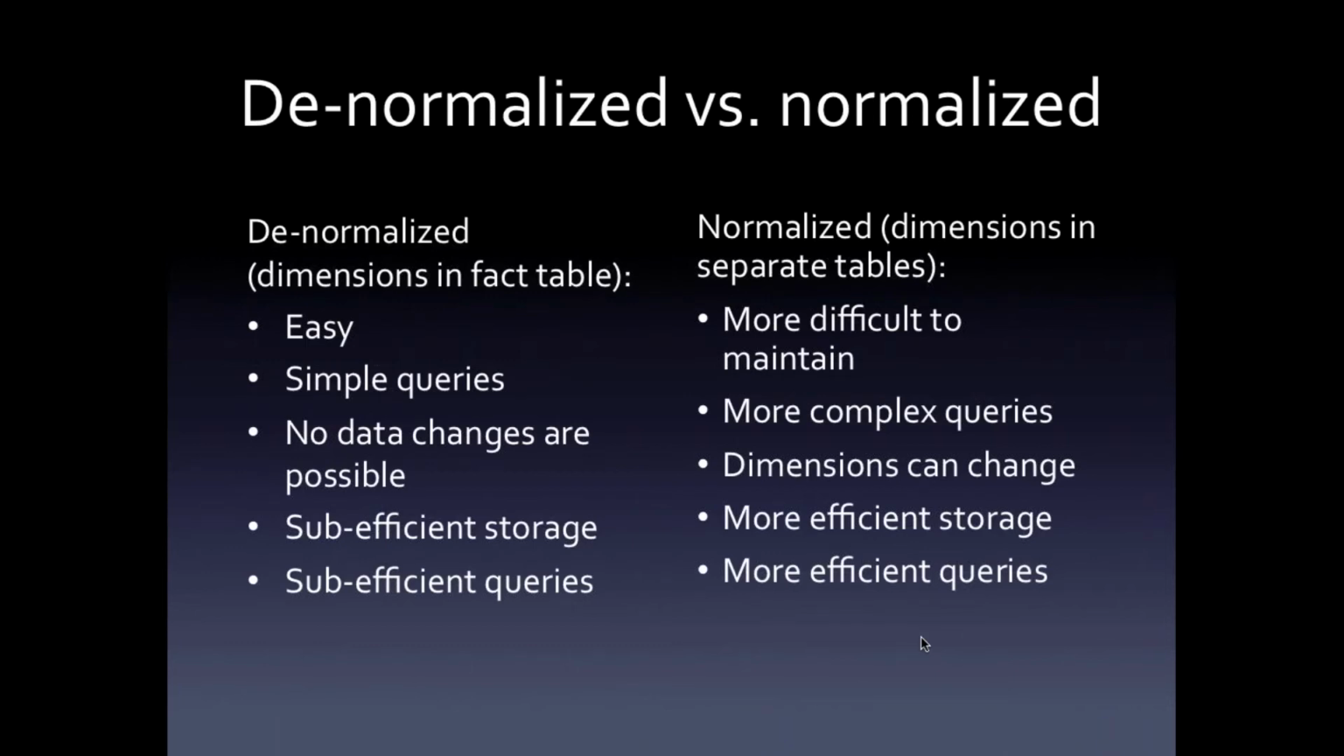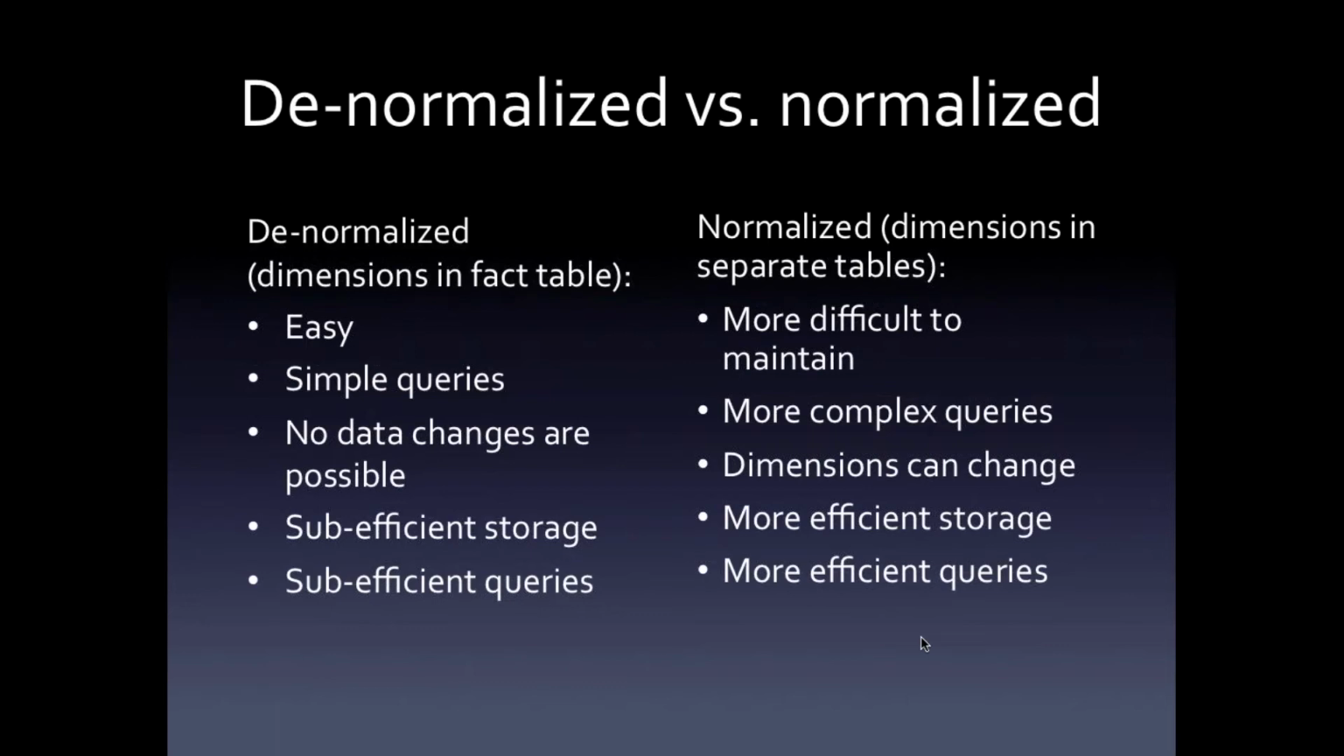You have just one table. The queries are very simple. You don't need any joins. However, there are drawbacks as well. No data changes are possible, and the storage is inefficient, and queries are sometimes inefficient as well. Normalized schema is sometimes better, but it's more difficult to maintain because there are many tables involved.